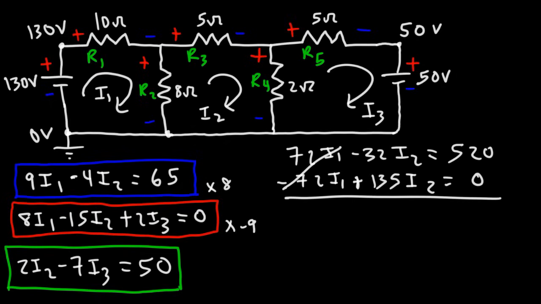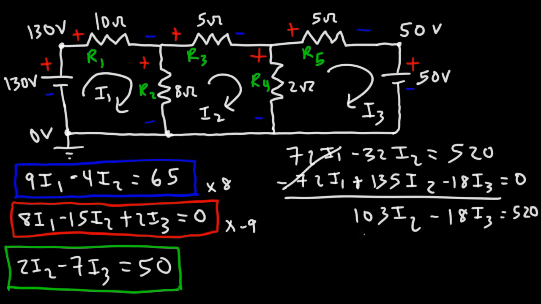You know what? I forgot something. I forgot to multiply I3. That is 2I3 by negative 9. So that's going to be negative 18I3. And that's equal to 0. So now adding these 2, negative 32 plus 135, that's going to be 102 I2. I mean 103 rather. I'm making too many mistakes today. And then we're going to have minus 18I3, and that's going to equal 520.